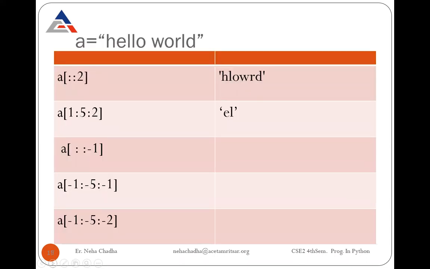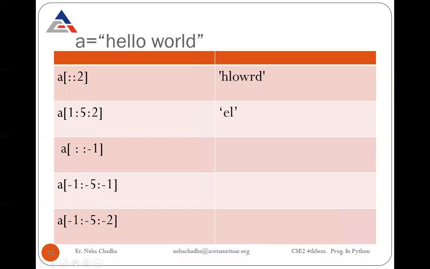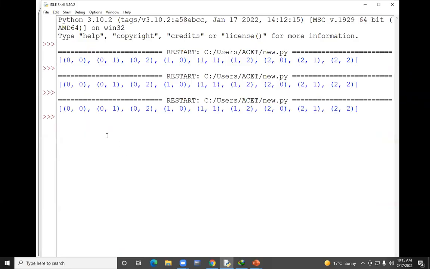Here are a few examples that you can try yourself. I have left some blanks there so that you can try yourself. Here I will show you one or two examples, and you can try the rest by yourself. I will take a string z equal to hello world.